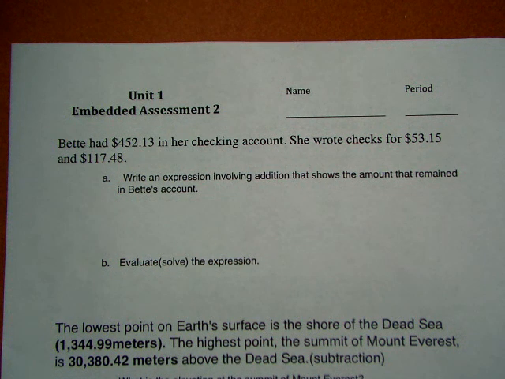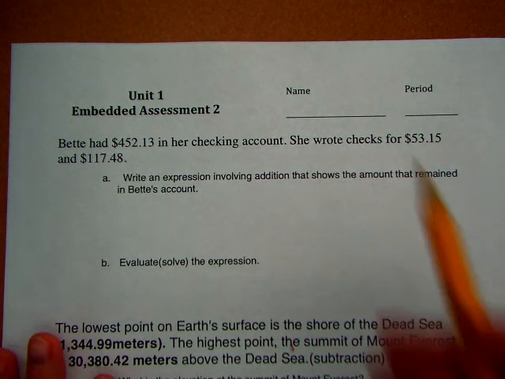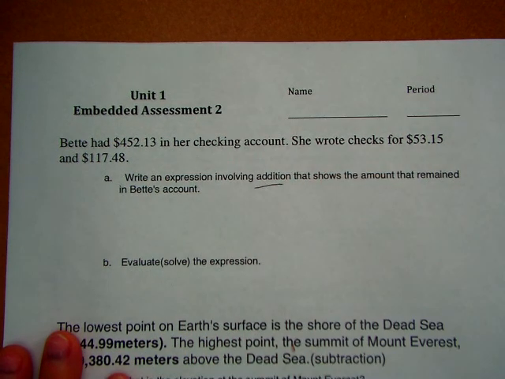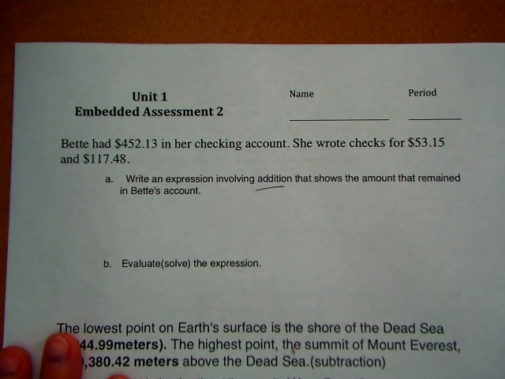Today I'm going to show you how to do the problems on Unit 1 Embedded Assessment 2. Problem 1. Betty had $452.13 in her checking account, and she wrote checks for $53.15 and $117.48. The first thing you do with this problem is it says to write an expression involving addition that shows the amount that remained in Betty's account.